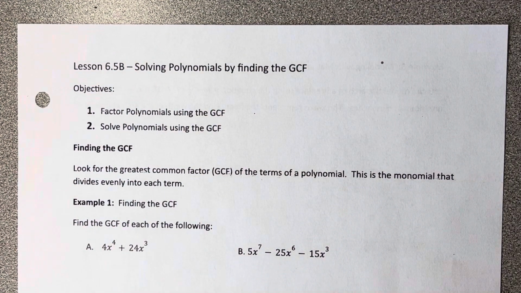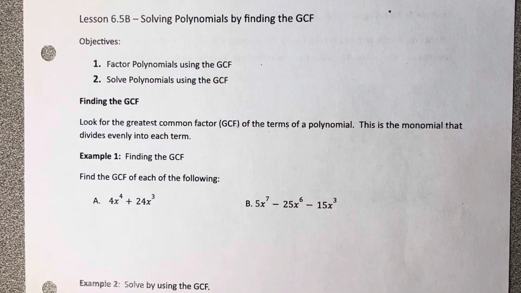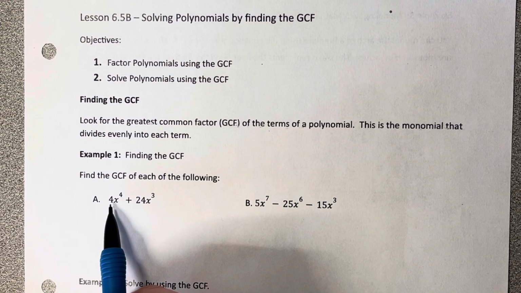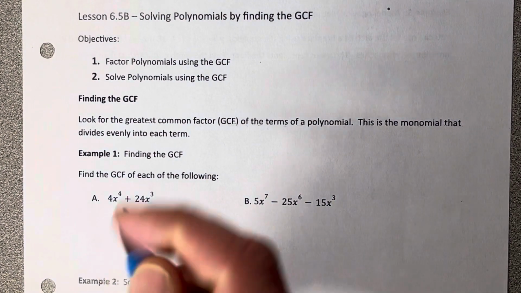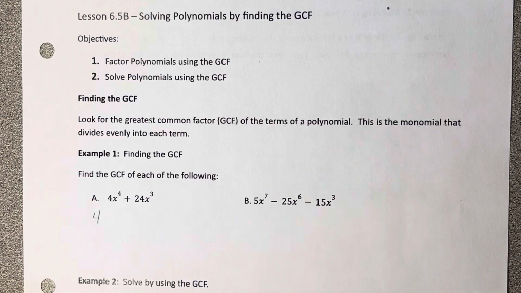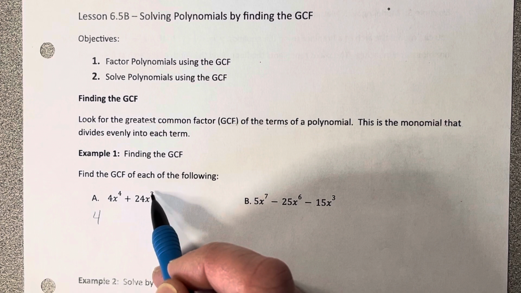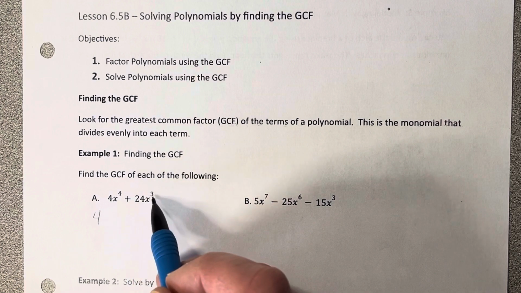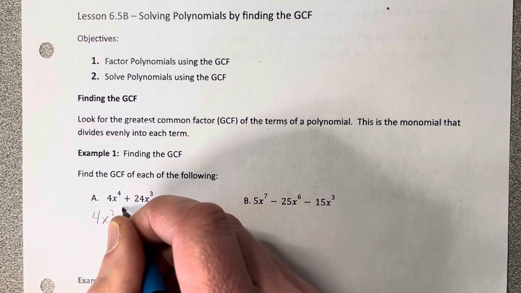So it says find the GCF of each of the following. But we're going to go ahead and factor them all the way as well. So what we do is we look for the biggest number that divides into 4 and 24. That's going to be the greatest common factor of 4 and 24. And yeah, I agree, it's 4. But we can also get a GCF of the variables. And so this is x to the 4th, this is x to the 3rd. Well, it turns out that x to the 3rd would be able to divide cleanly into both of those. So that is our greatest common factor, 4x to the 3rd.